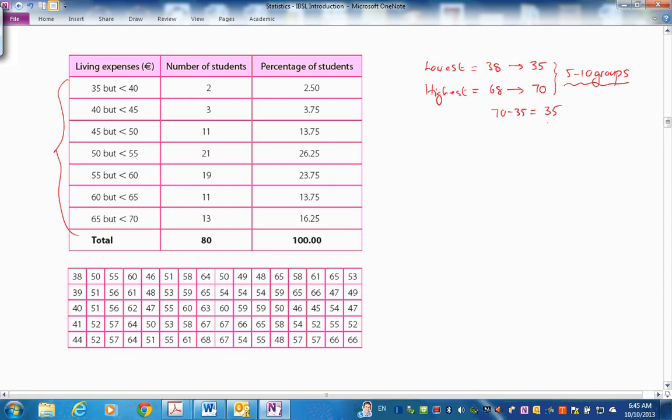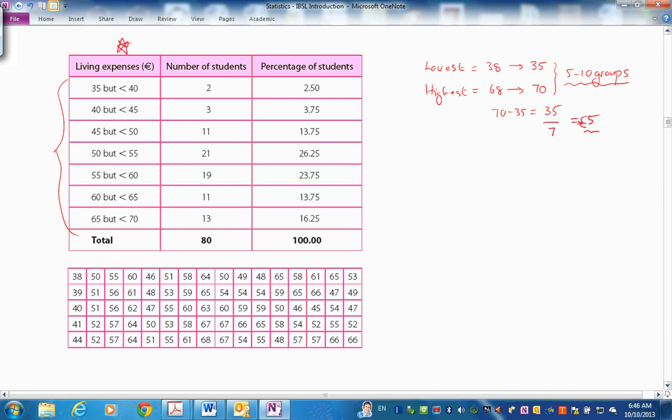Now, if I divided by 5 groups, that would be a group size of 7. That's not usually done. Groups of 5 or 10, usually. So let's divide by 7 groups, and they would be groups of 5 units width. 5 euros width. So that's what we've done over here.